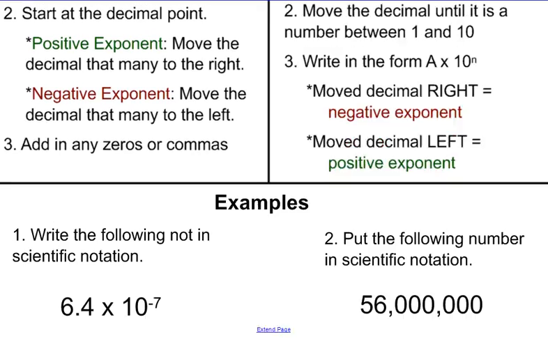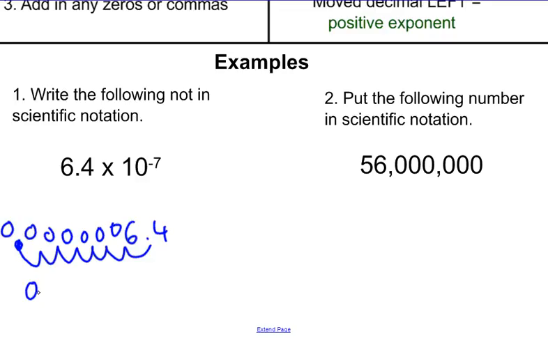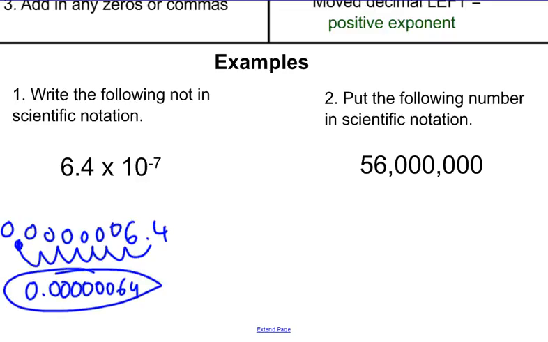And here are some examples. It says write the following not in scientific notation. All right, so number one, we're going to take 6.4, and since it's a negative 7 exponent, we're going to move the decimal 7 places to the left. 1, 2, 3, 4, 5, 6, 7. This is where the decimal is going to go, and we're going to fill in all the zeros. So this number is actually 0.000000064. That's why we write it in scientific notation, anytime there's that big of a number.